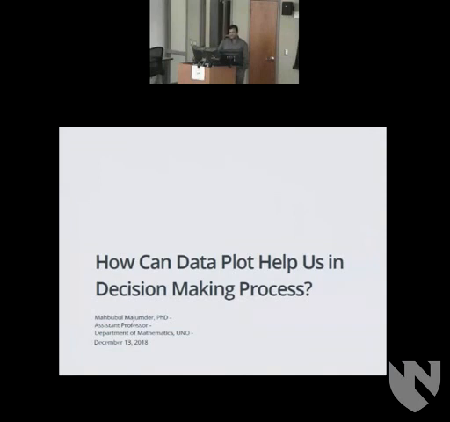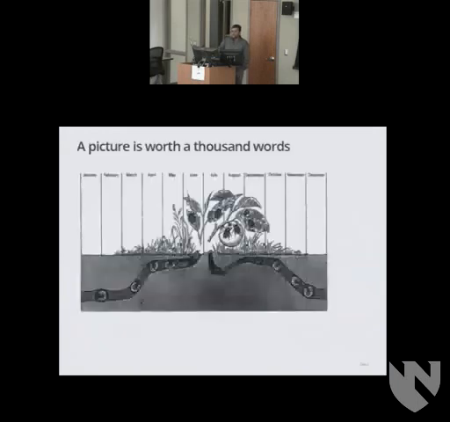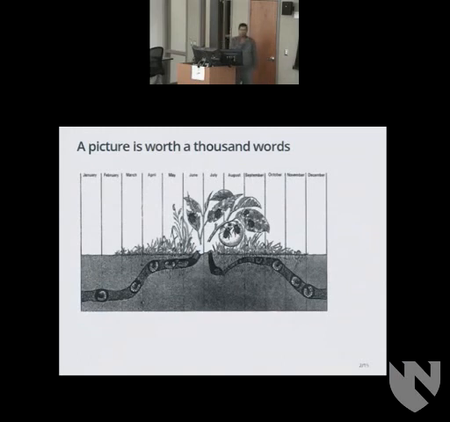Now, the research is about how to use data plots in the decision-making process. We know that a picture is worth 1,000 words, right? We hear about that all the time. And this picture does say thousands of words about the life cycle of an insect. If I did not show you this picture, I would have to explain a lot. But now, by looking at the picture, you can see how the life cycle goes.